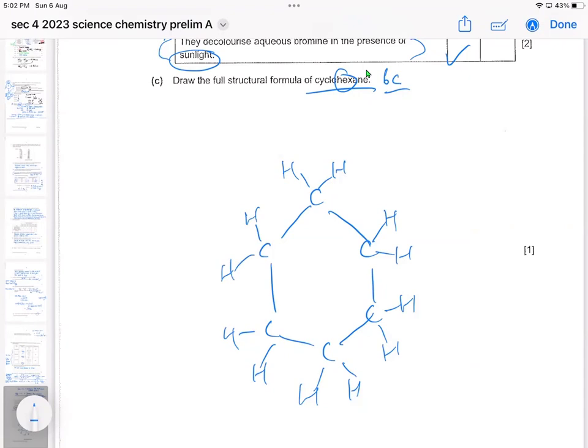So with this, we have the formula C6H12. We also follow the same format. They move in a loop. They don't have a CC double bond. All looks like this. Okay, that's all for part C. Yeah, help me jot this down. Then we go to 11.